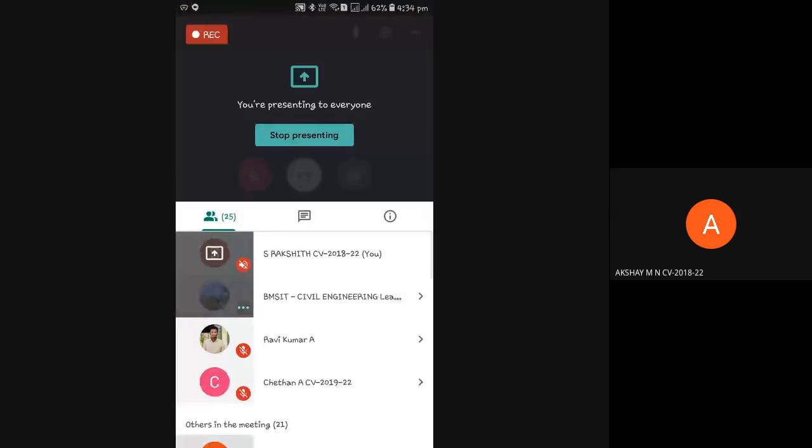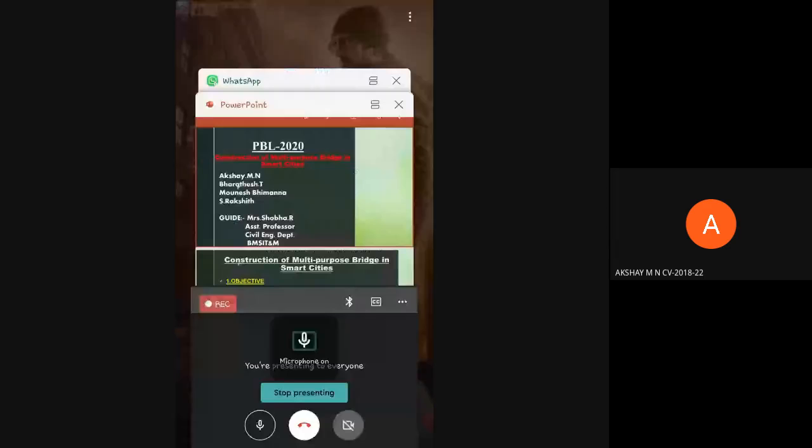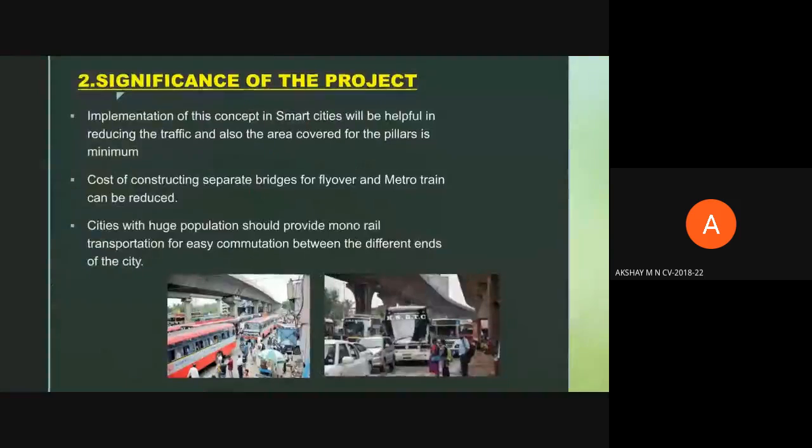Thank you, Akshay. The significance of applying our project in smart cities is that we can avoid the traffic congestion which may happen if we build two separate flyovers for the monorail and for the road transport vehicles. The budget which goes into concrete, steel, labor and the whole construction will be reduced to the cost of only a single flyover.